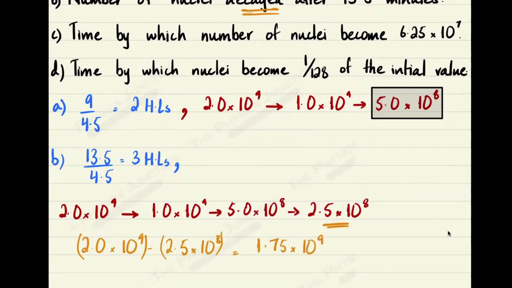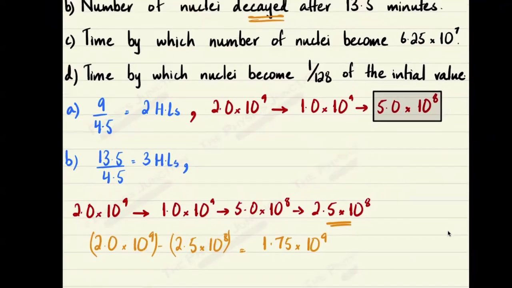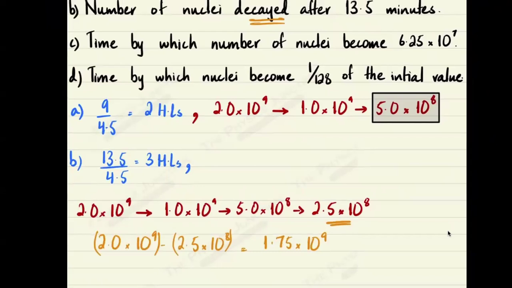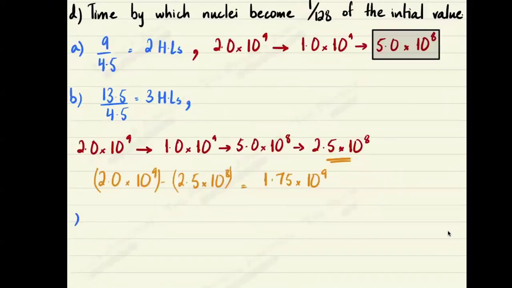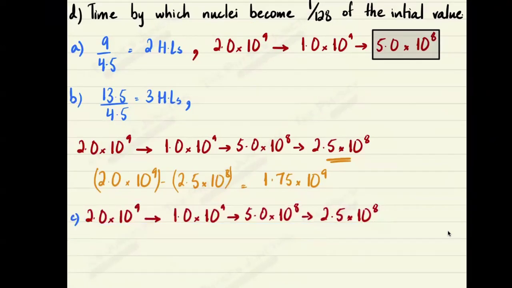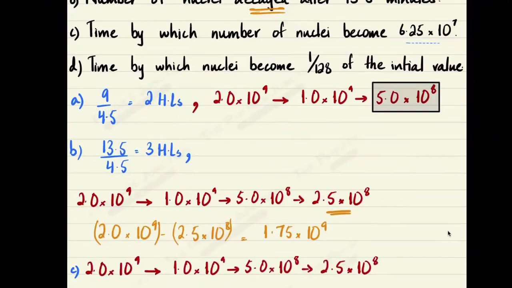Part C, the more tricky type of question: the time by which the number of nuclei becomes 6.25 × 10⁷. Here no time is given, and instead you have to find the time. For this, there's a sort of trial and error working where you just go through this diagram until you hit the number that you desire. So for example, I'm going to copy this again for part C. I need to go till this number here, which is 6.25 × 10⁷.